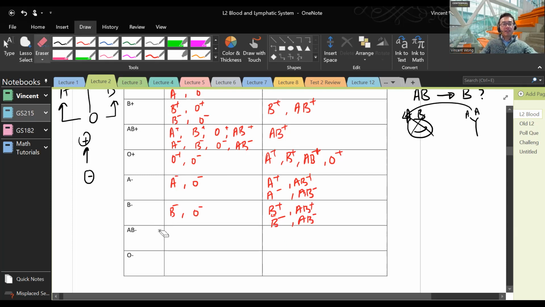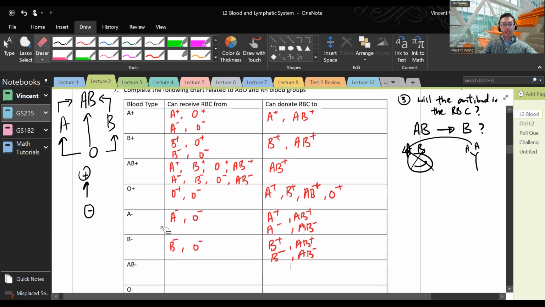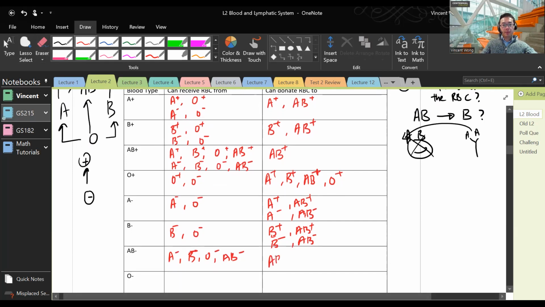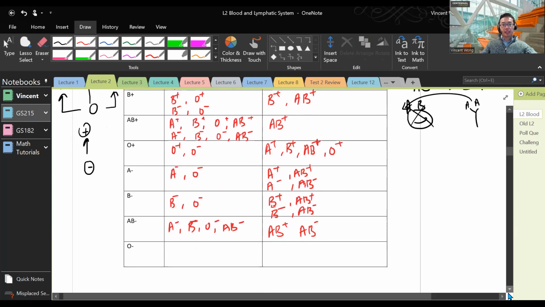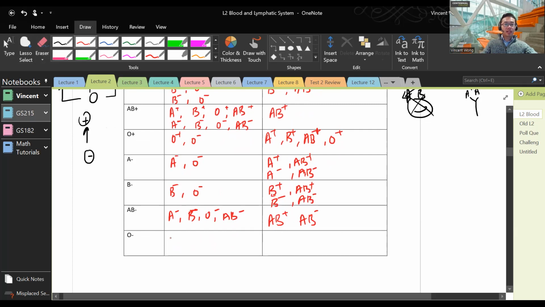Same story for B negative. If you're AB negative, you can see this chart, AB can receive from all the blood groups. But if you're negative, you can only receive from negative. And you will be able to donate to AB positive and AB negative. And last but not least, if you're O negative, you can only receive from O negative. And then you can donate to a bunch of people.